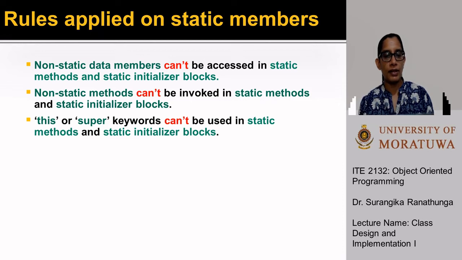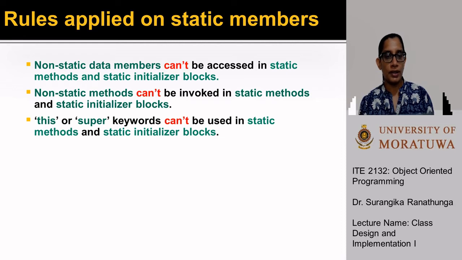And the this keyword cannot be used in the static method. I think the reason is very obvious, because as we learned a few minutes back, the this keyword refers to the current object. But the static method may be executed in a situation where no object has been created. So there's no object to be referred to by the this keyword. Because of that, the this keyword cannot be used. Similarly, the super keyword cannot be used either. We will learn about the super keyword in a different lecture. Another thing: the rules for static methods are applied to static initializer blocks as well.